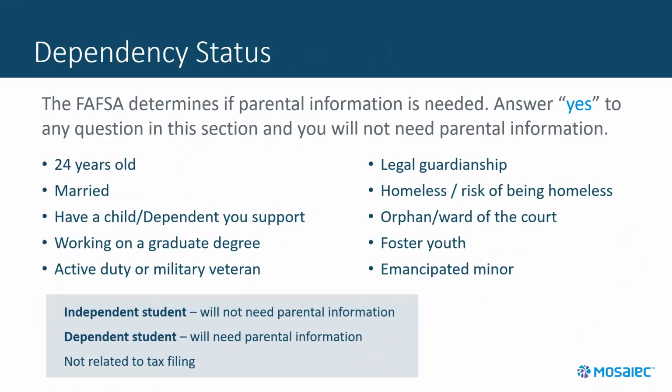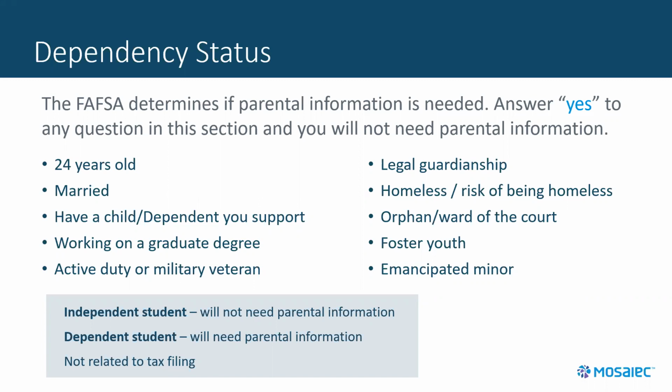Now, the dependency status. The FAFSA determines whether or not you're required to provide parent information, or if you can just provide your information on your own. These bulleted items here list the dependency questions. If you answer yes to any of these questions, then you are an independent student and you only have to provide your information on the FAFSA. If you answer no to all of those questions, then you are a dependent student and you will need to provide parental information on your FAFSA form.